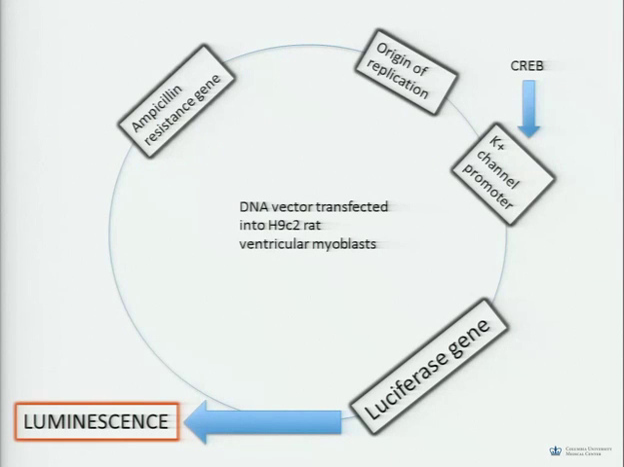So this is a vector that we have generated tagging the potassium channel promoter to a luciferase construct. And basically what I want to emphasize on this slide is that the binding of Krebs to the potassium channel promoter induces the transcription of the luciferase gene, leading to luminescence. Therefore, the more Krebs binding you have and the more potassium channel promoter transcription you have, the more luminescence you get. And this is how we can measure the activity of Krebs and these potassium channels.